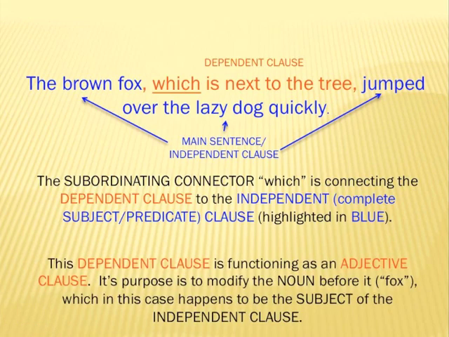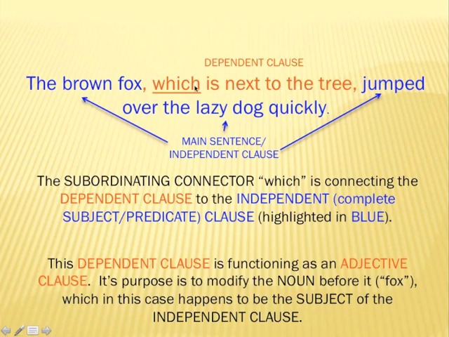But you see, the dependent clause here is giving us more information. It is modifying the word fox, which in this case is now before the adjective idea. So again, look at the sentence very carefully. This is not just any brown fox. This is a brown fox which is also next to the tree.